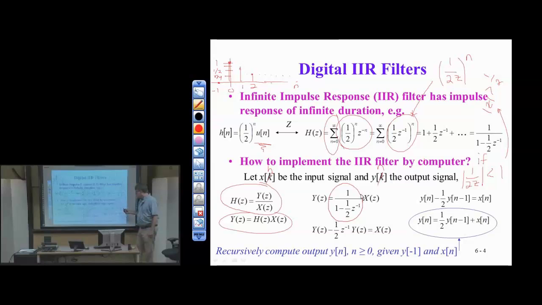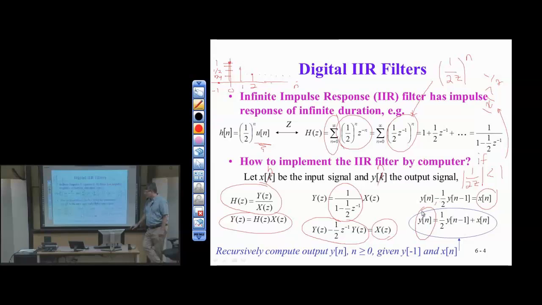So my difference equation now is simply y of n minus 1/2 y of n minus 1 equals x of n. So it's just the current output sample minus 1/2 of the previous output sample is equal to the current input sample. So to make this a difference equation that we can use to compute an answer, the output at any particular point in time, y of n, is now simply 1/2 of the previous output plus the current input, x of n.